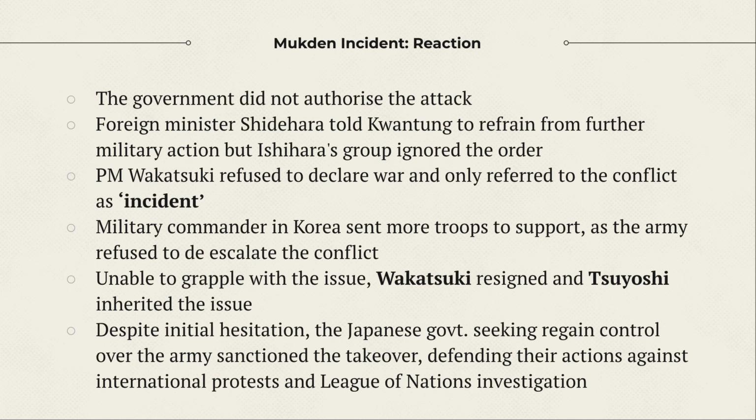The military commander in Korea sends more troops to support the army, refused to de-escalate the conflict, and he doesn't have authorization to do this either. So we see militarist commanders acting upon their own volition to do what they think is in the best interest of Japan and really fuel this growing militarism. So the prime minister is going to resign. Inukai Tsuyoshi is going to inherit the issue. Our new prime minister is not going to be around for long because he's going to get assassinated.